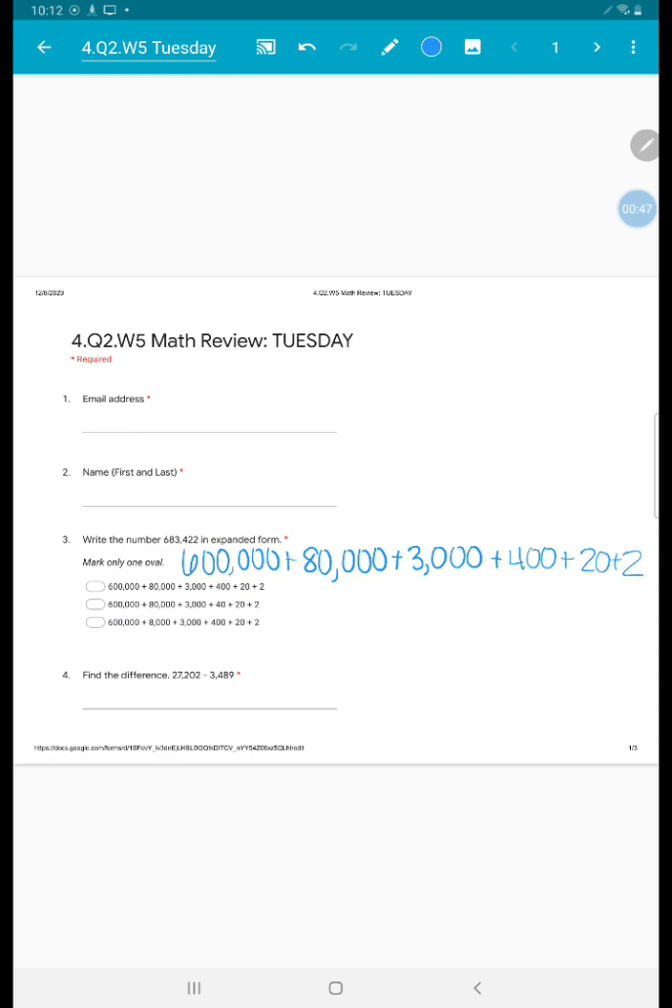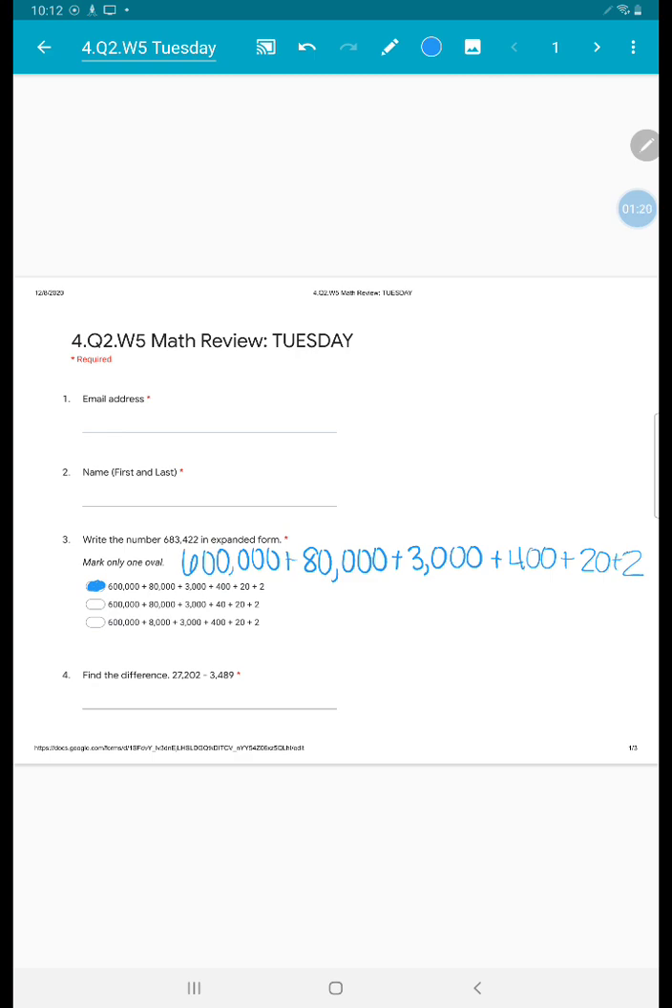80,000. Very good. The 6 has a value of 600,000. The 8 has a value of 80,000. The 3 has a value of 3,000. The 4 has a value of 400. The first 2 has a value of 20. And then the last 2 has a value of 2. Your first choice is correct.